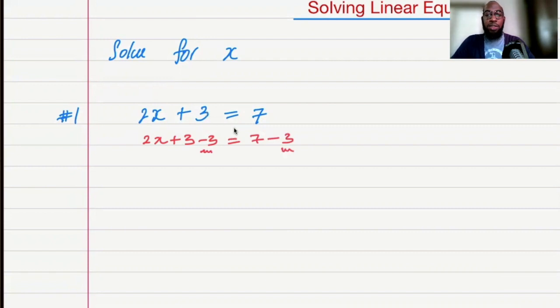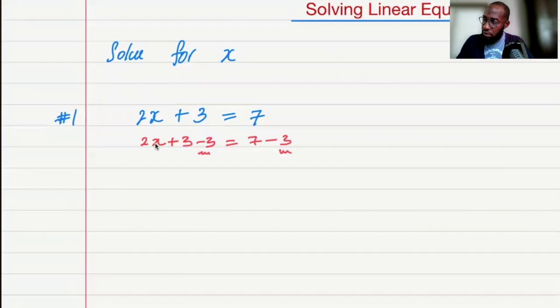And for the equal sign to hold true, whatever we do on one side, we have to do on the other side for the equation to be balanced. So 2x is equal to 4. So we got rid of the 3. Next, we need 1x, or x, is equal to whatever number.